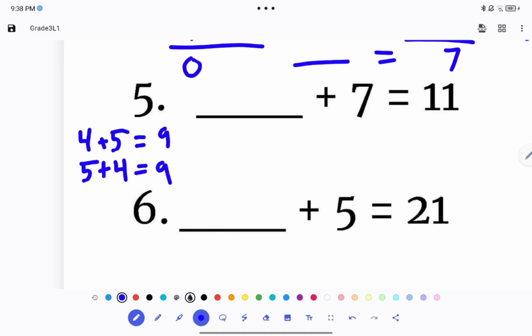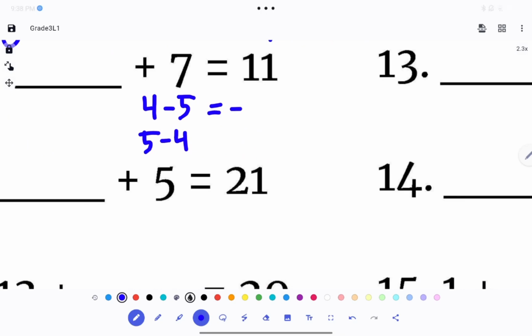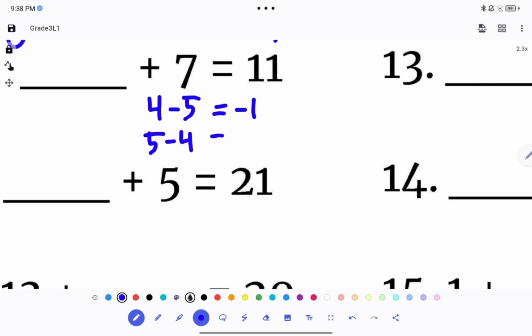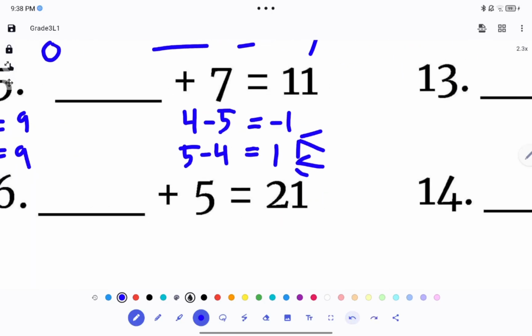Now, of course, this doesn't apply to something like subtraction where 4 minus 5 and 5 minus 4 are different, because 4 minus 5 is negative 1, which you'll get into later, and then 5 minus 4 is 1. So those are completely different answers, aren't they? So remember, you can swap around the order of addition, but you can't swap around the order of subtraction.